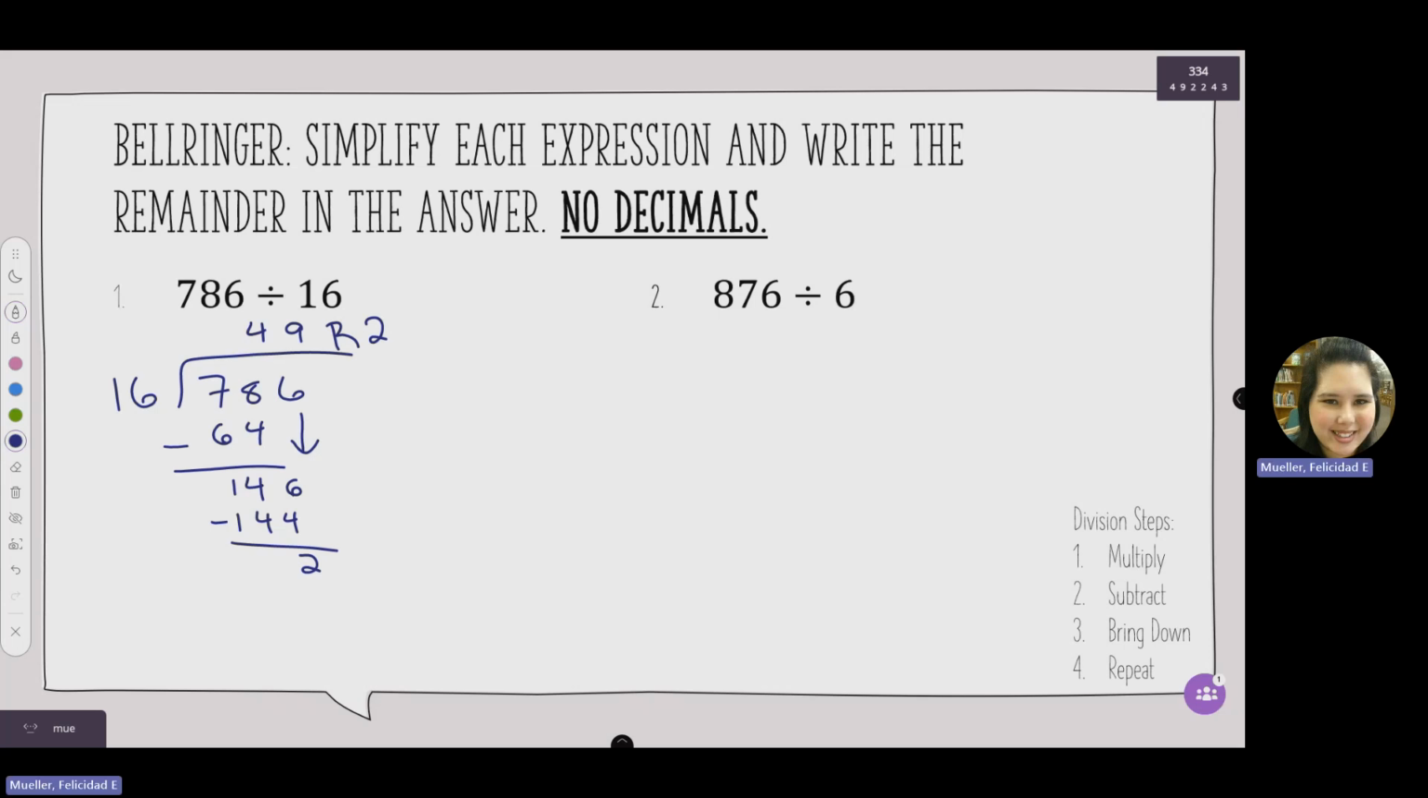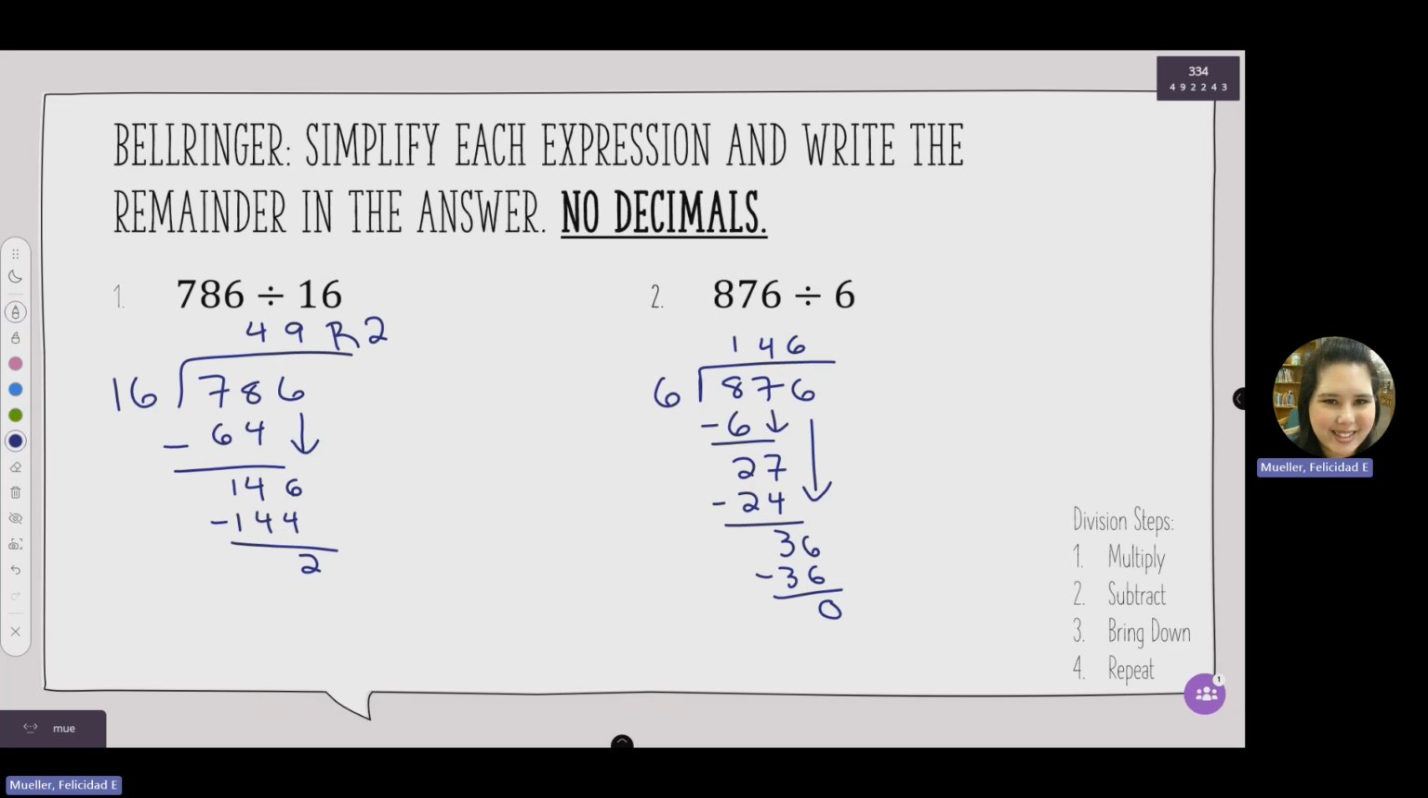All right, so let's go ahead and check your work for number 2. My divisor is 6. My dividend is 876. 6 goes into 8 once. Subtract 6. Bring down the 7. 6 goes into 27 4 times. Subtract 24. Remainder 3. Bring down the 6. 6 goes into 36 6 times. Subtract 36. And we have a remainder of 0.